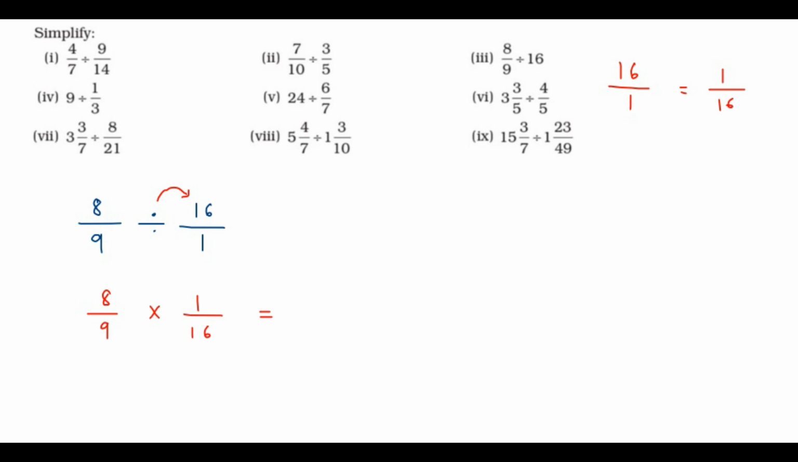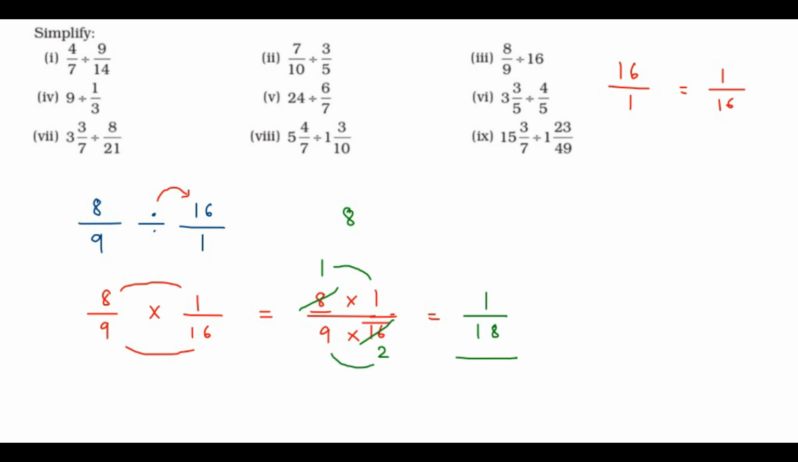Now let's multiply the numerators. 8 into 1. Multiply the denominators. 9 into 16. Now the simplification part arrives. In the numerator I have 8, denominator I have 16. They both come in the table of 8. Let's divide them by 8. I'll get 8 ones are 8, 8 twos are 16. Numerator I have 1 into 1, which is 1. Denominator I have 9 into 2, which is 18. Our final answer is 1/18.